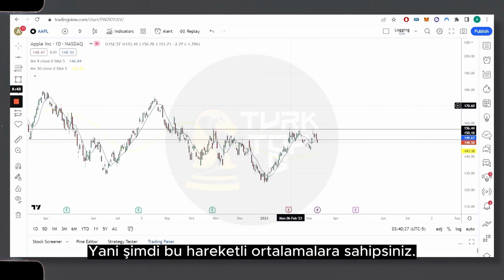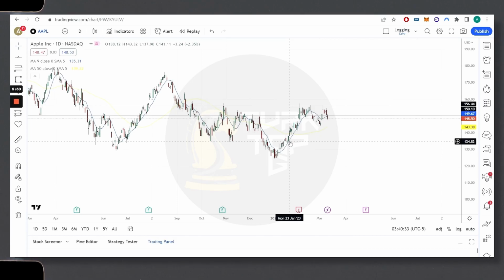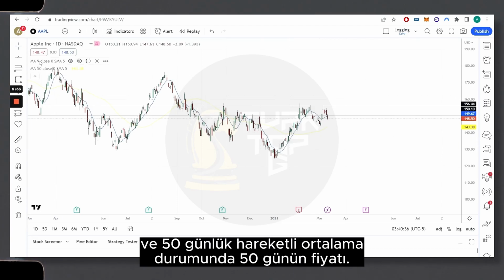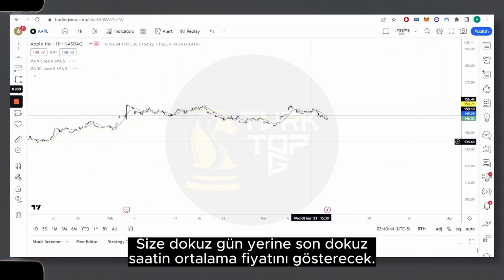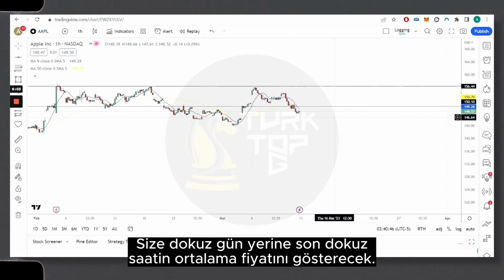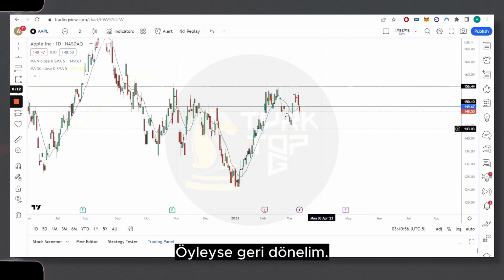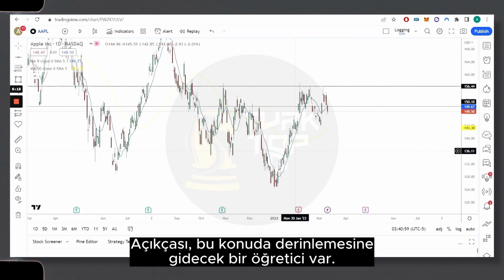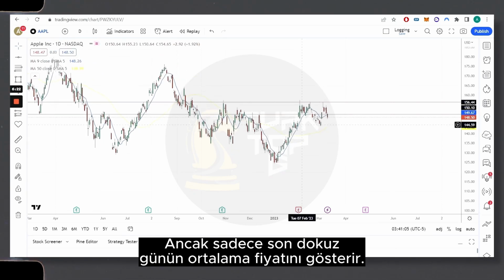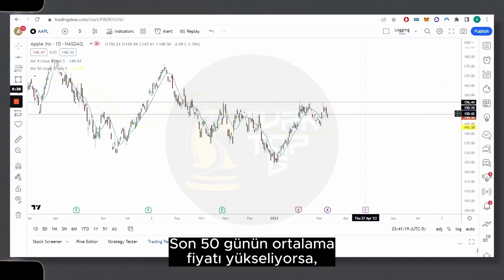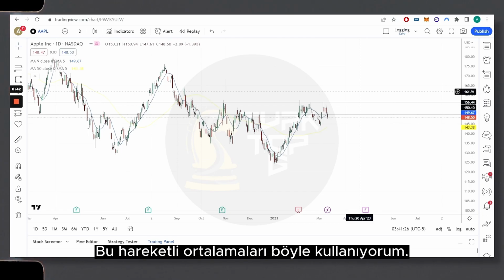So now you have these moving averages, and what the moving average basically means is it's a line showing the average price of the last 9 days in case of a 9-day moving average and 50 days in case of a 50-day moving average. Now, if you change it from daily to hourly charts, it will show you the average price of the last 9 hours rather than 9 days. So the moving average depends on the time frame you're trading. So let's go back. This is the indicator I use quite a bit. Obviously, there's a tutorial on it that will go in depth about it. But put simply, it just shows the average price of the last 9 days. If the average price of the last 50 days is rising, then you can assume that the stock is in a medium-term uptrend. That's how I use these moving averages.